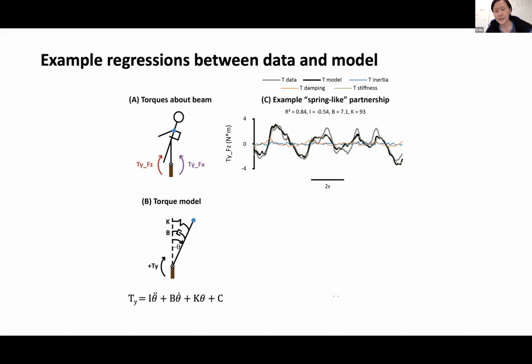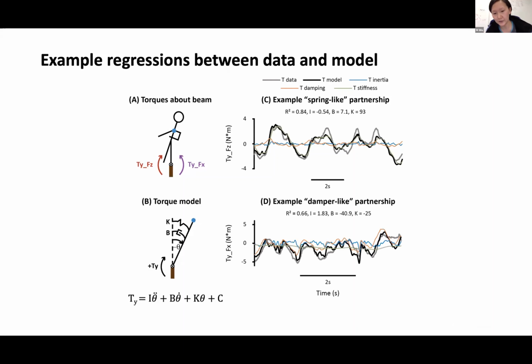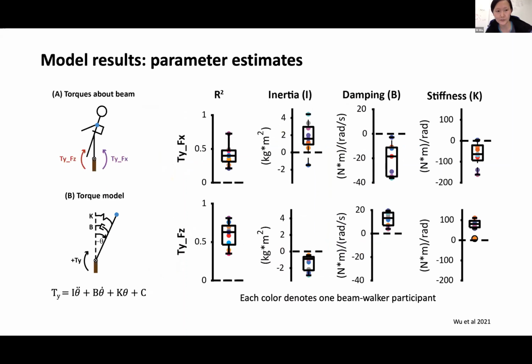I'm showing one example data fit. I would call this partnership kind of spring-like. Well, first, the data, the actual torque data, is in gray, the model is in black, and then all the individual contributions from inertia, damping, and stiffness are in the different colors. And you can see the model is very dominated by the stiffness term here. And then in a different pair, for a different trial, you can see that this model is very dominated by the damping term. And so there's different strategies that these partners are using to aid balance, and we can see that played out in the model.